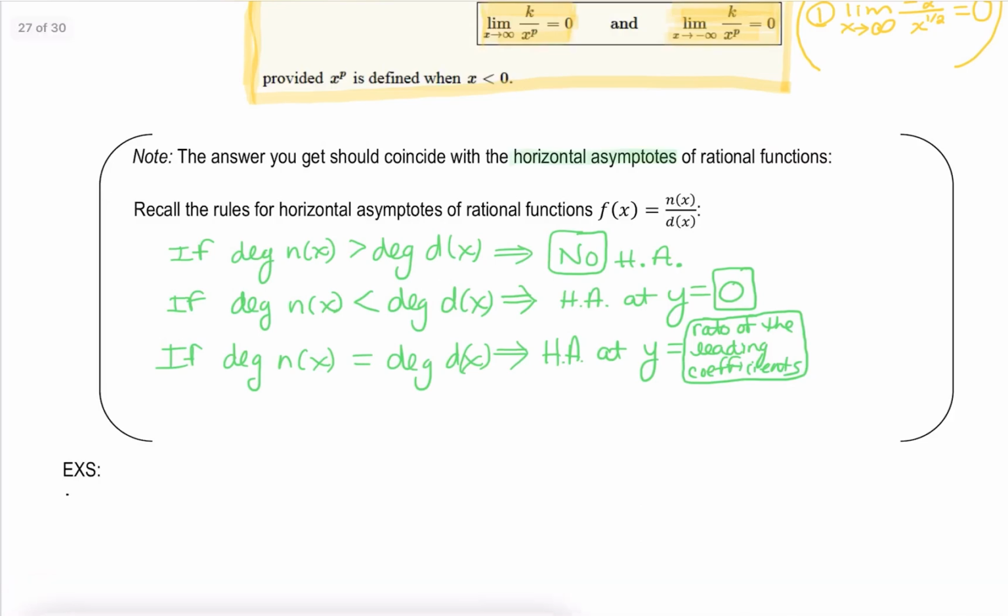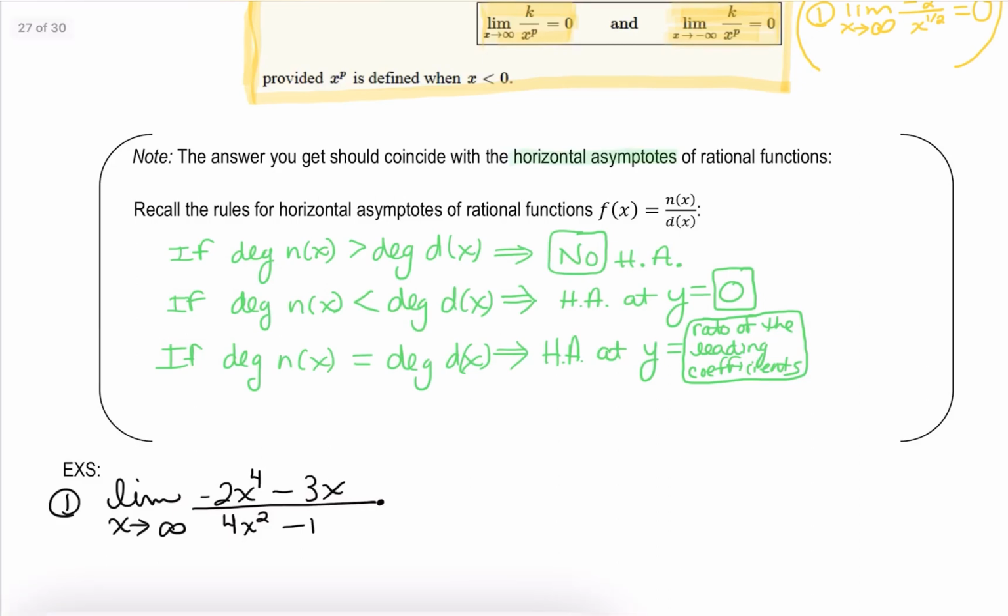All right, let's take a look at some examples here. Our first one, suppose we're looking at the limit as x goes to infinity of -2x to the 4th minus 3x, all divided by 4x squared minus 1. I'm going to prove this one using this first major technique, and then I'll see if it coincides with what we know about horizontal asymptotes.